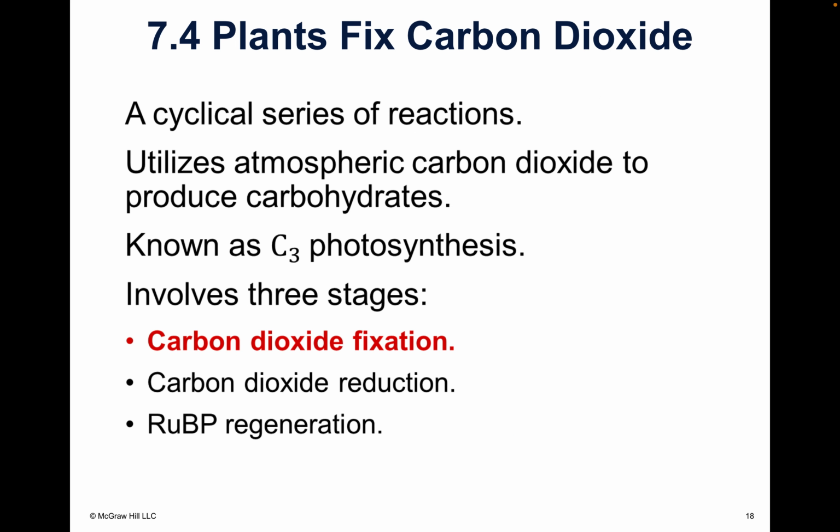All right, so plants also fix carbon dioxide. So a cyclic series of reactions utilizes atmospheric CO2 to produce carbs. So that's what it means when it says it fixes carbon dioxide. That means it fixes it, turns it into a carb. So you have carbon dioxide fixation, carbon dioxide reduction, and RuBP regeneration. I'm not going to focus too much on that.